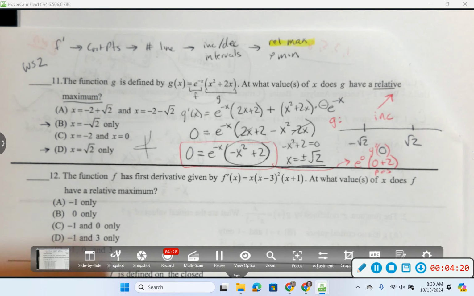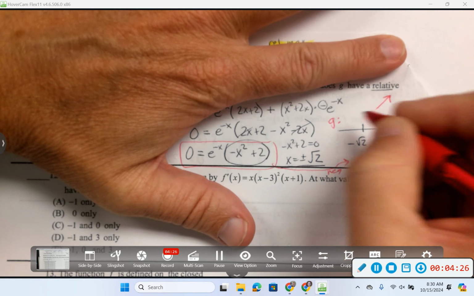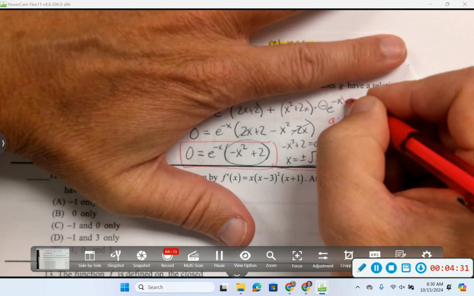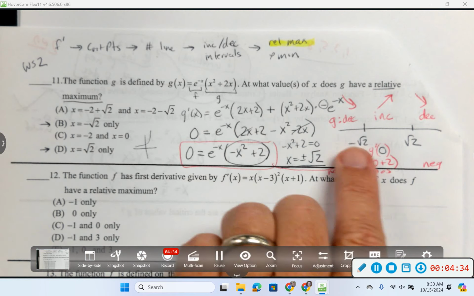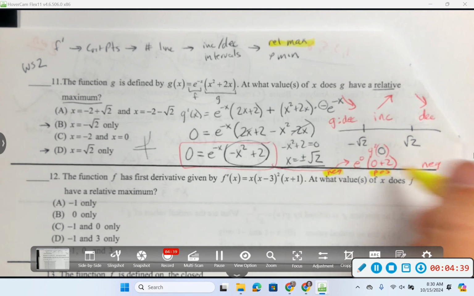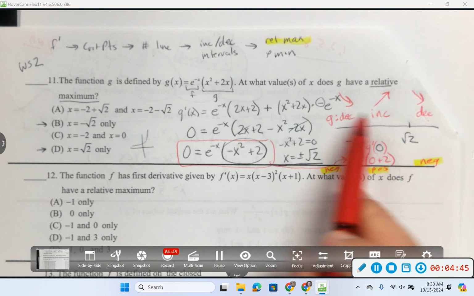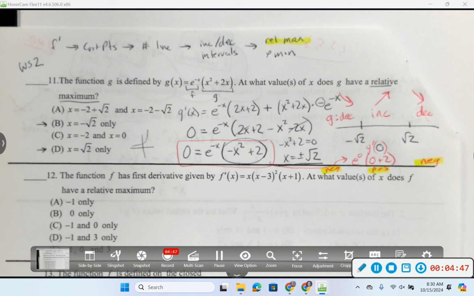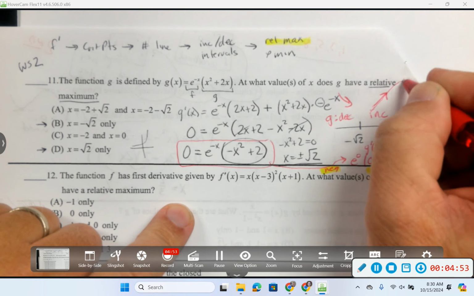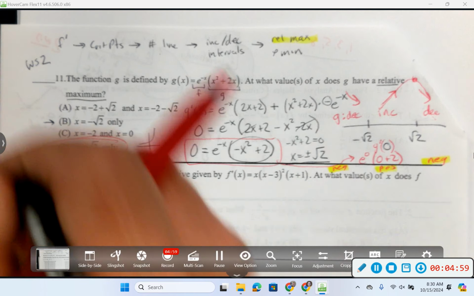So I could write increasing, or I could do an arrow showing increasing. And then I'm feeling pressed for time, so I'm going to trust that we're alternating here. So decreasing, increasing, decreasing. And again, you don't need the arrows. You really don't even need the increasing, decreasing words. What you're supposed to use is the g prime. But man, if you translate that into decreasing, increasing, and then translate that into arrows, it's really easy to see that there's a maximum when we change from increasing to decreasing at square root of 2. So answer is D.